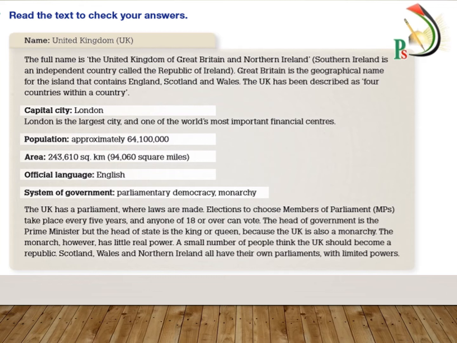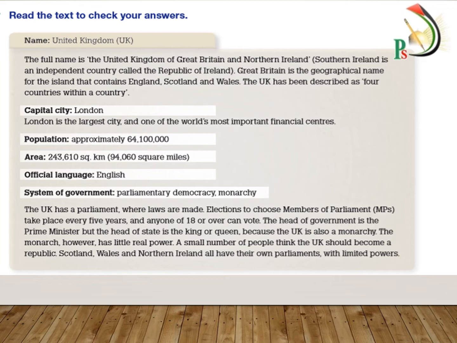Capital city, London. London is the largest city and one of the world's most important financial centers. Population approximately 64,100,000. Area 243,610 square kilometers, 94,060 square miles. Official language is English. Okay, my students, stop reading, please.